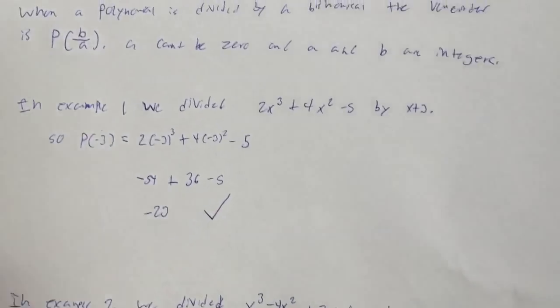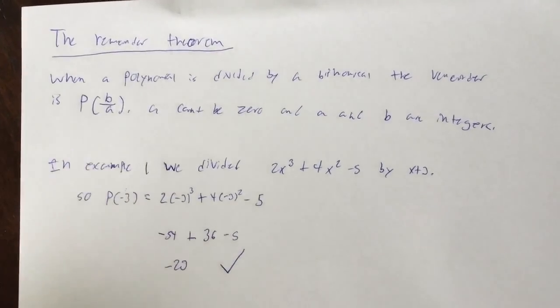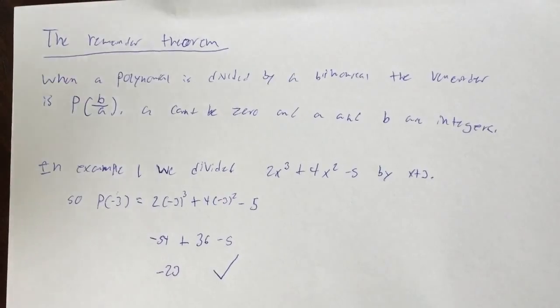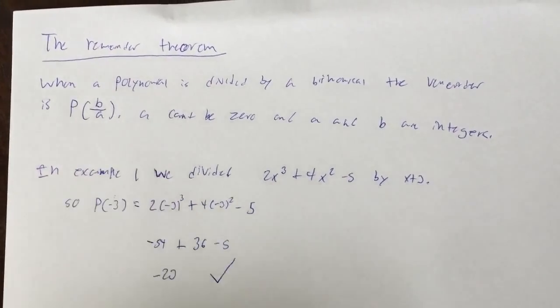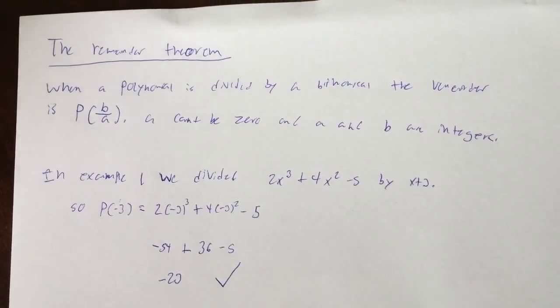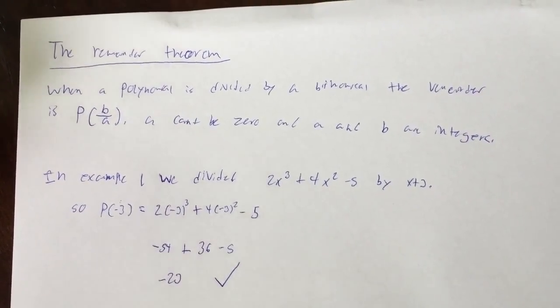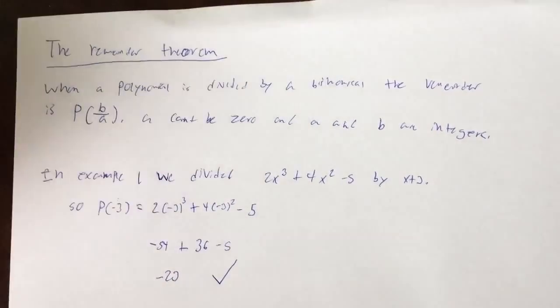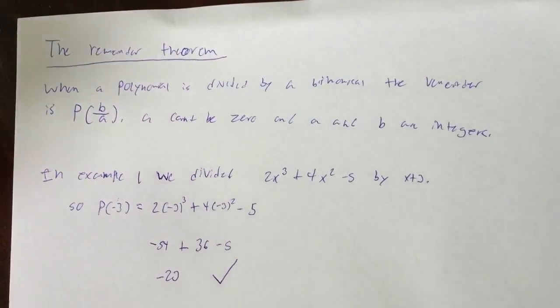So this is the shortest part of the lesson. This is the remainder theorem. And this is how to tell if the remainder you got is correct. So it's kind of like checking if you were right. And so when a polynomial p(x) is divided by a binomial ax minus b, the remainder is equal to p of b over a. And a can't be 0, and a and b are integers.